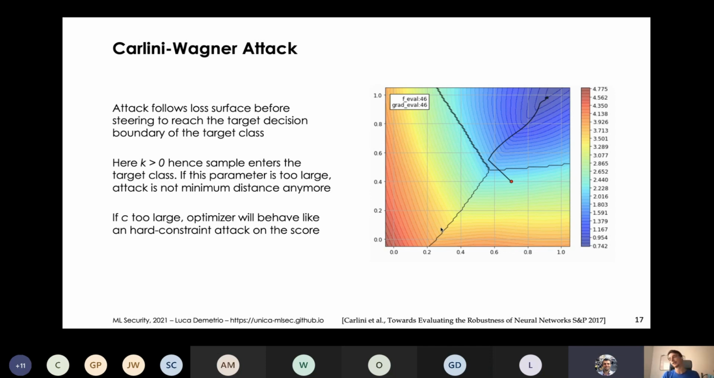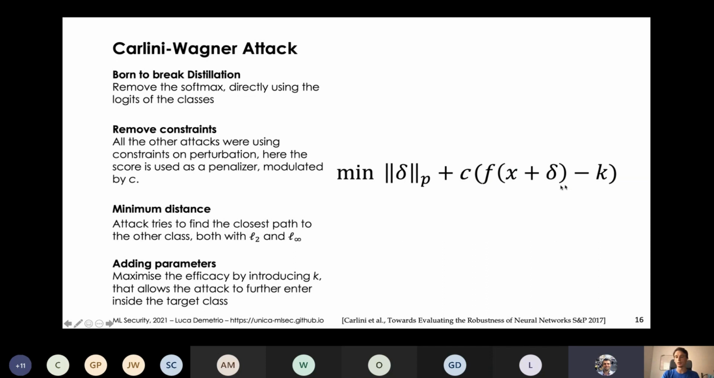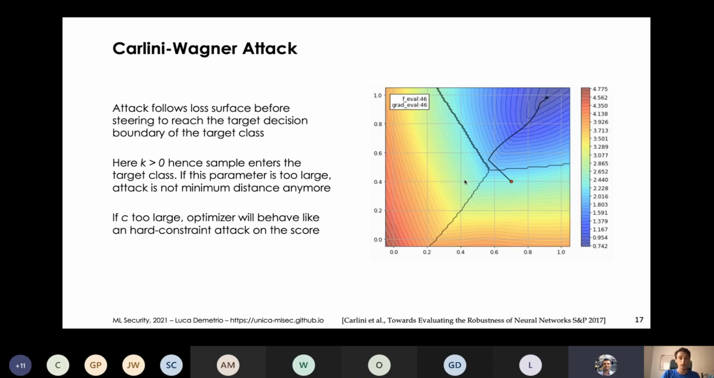At this point in time, people started to think, okay, can I do better? Can I remove this C parameter, or get rid of this K, or do something more efficient? Because you have to compute this C. For each point, you have to understand which is the optimal C that is going to lead you to the boundary of the class you want to reach.